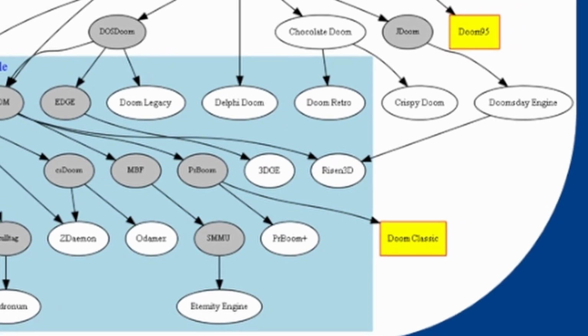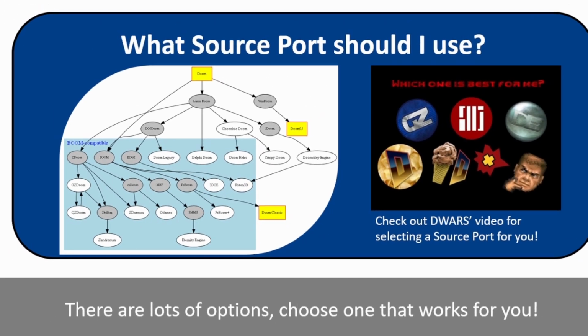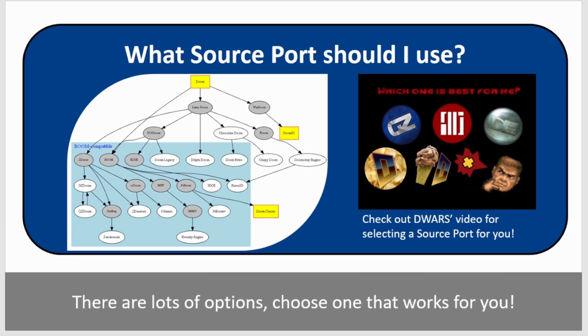So it can be a bit of a jumble. I don't think you can really get it wrong. Just choose one if you're not sure and just play it and see how it goes. But there is a really, really good video by DWARS who runs through the different types of source ports and some of the benefits or features that each provides, and provides a little bit of rational thinking through it. It can be really helpful if you're struggling to choose a source port for you. So I'll link that in the description so you can have a look at that.